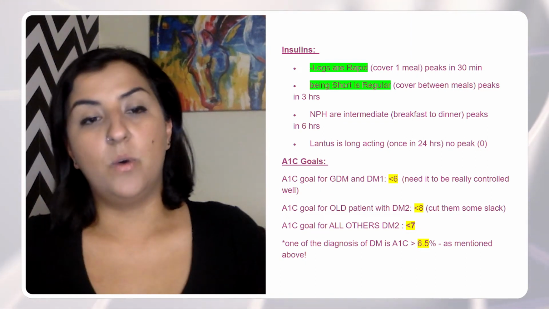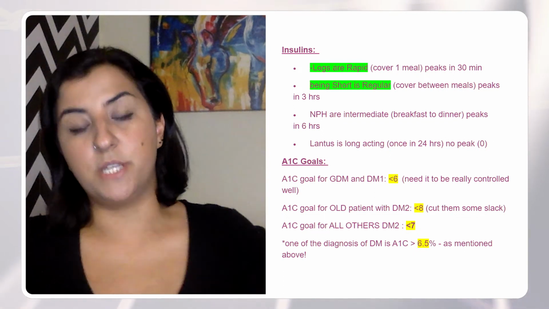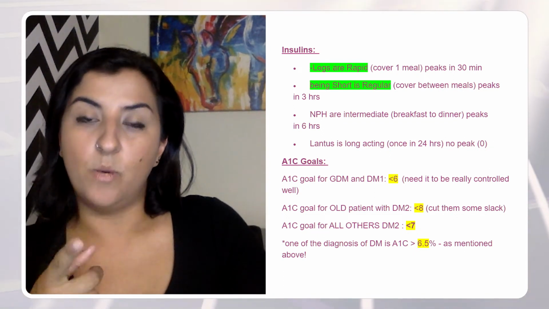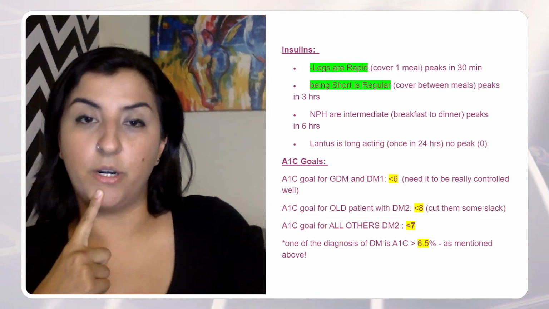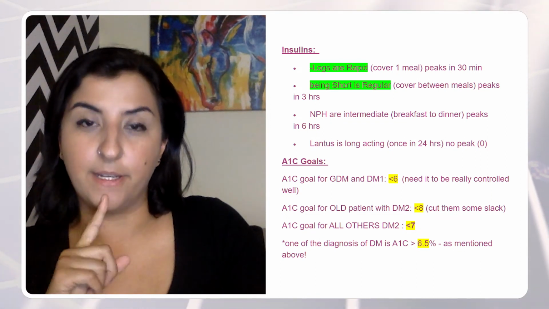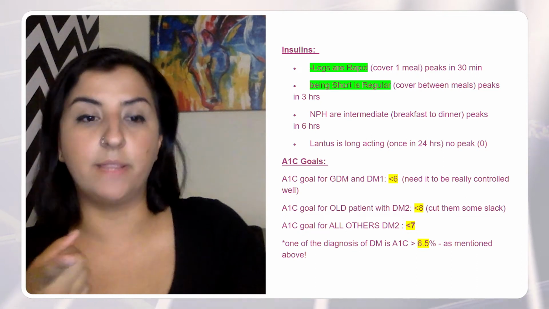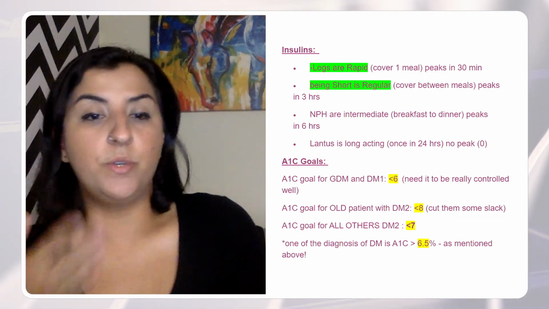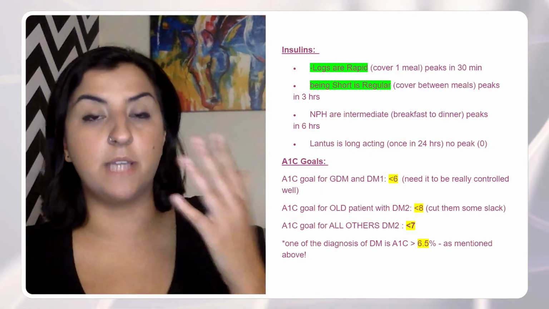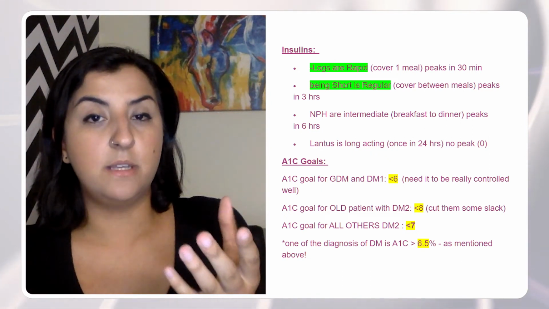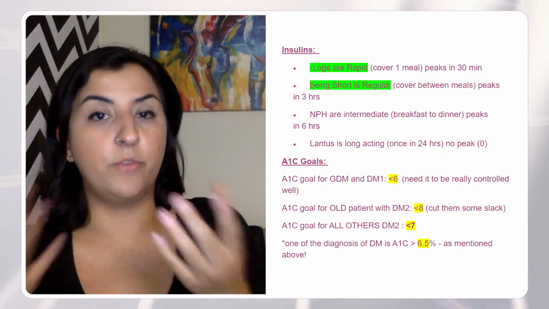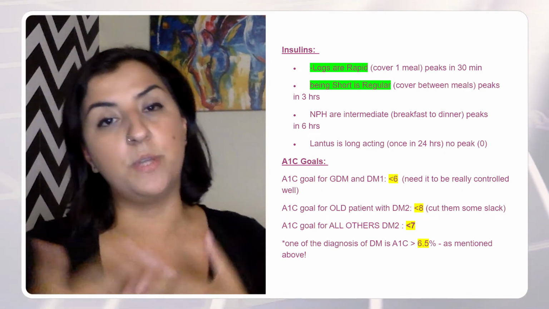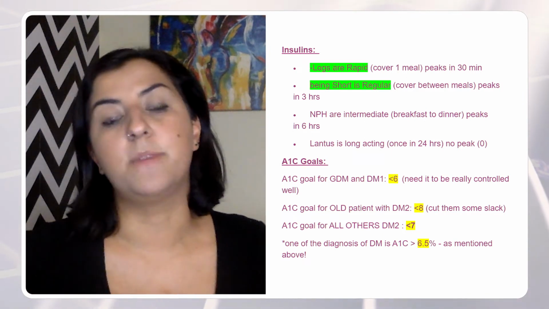Okay, now I know I threw a lot of these numbers here for A1C. Do you still remember what's the number for A1C to diagnose diabetic? Well, I added it right there as a little star. It's more than 6.5%, okay? So you need more than 6.5% to diagnose diabetes. Well, it's one of the criteria. However, the goals for A1C of the treatment is the ones that I just mentioned.